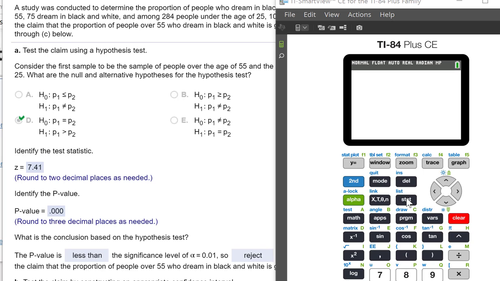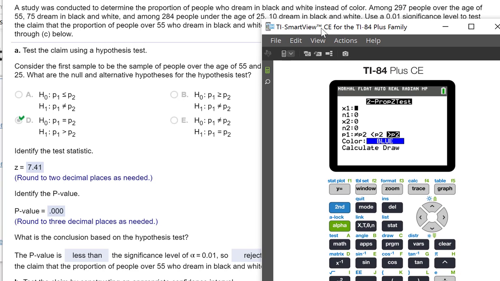You're going to press Stat, Test, and this is 2 proportions z-test. So number 6. We're going to put in, we'll just go ahead and use what they used. The number 1 was over the age of 55. And so our X is 75. And our N is 297. And then for the second sample, people under the age of 25, we have 10 people who dreamed in black and white out of a total of 284. And we're saying that P1 is greater than P2. Calculate.